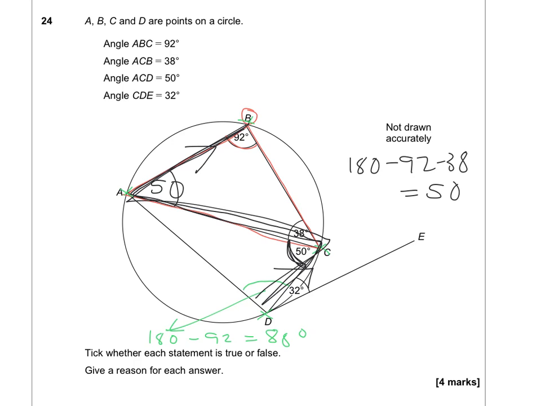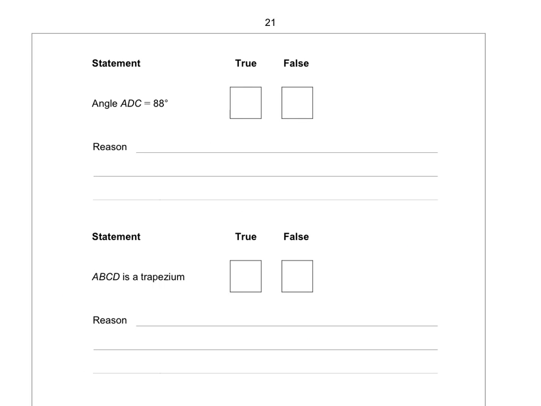Statement 4, DE is a tangent to the circle. Now, we know that this angle here is 88, angle ADC, and because ACD is a triangle, we can work out the size of this angle over here, which is 180 minus 88 minus 50, which comes to 42 degrees. Notice that the 42 degrees here is not equivalent to the 32 degrees here. If DE were a tangent by the alternate segment theorem, this angle here, EDC, would have to equal this angle here, angle DAC, the angle in the alternate segment. They're not equal, which means the theorem doesn't hold, which means DE is not a tangent.